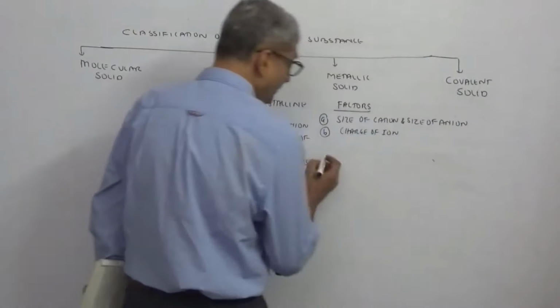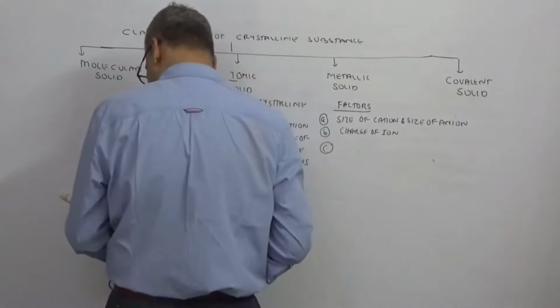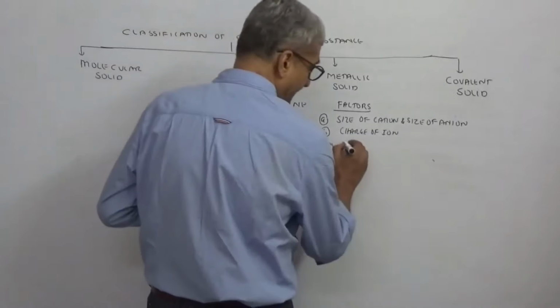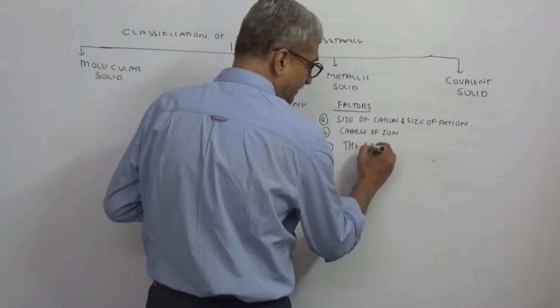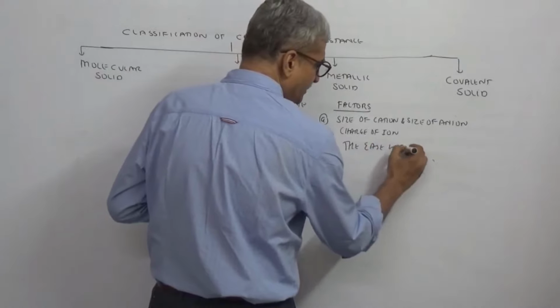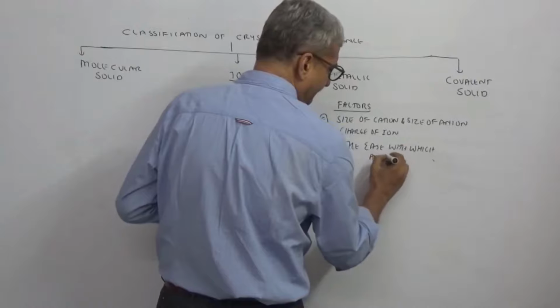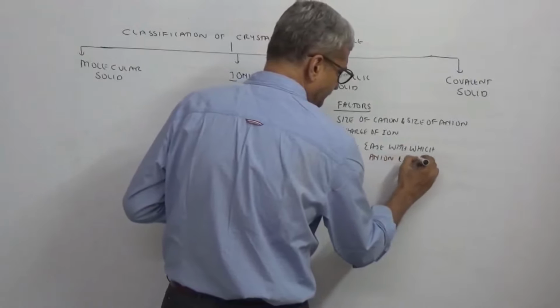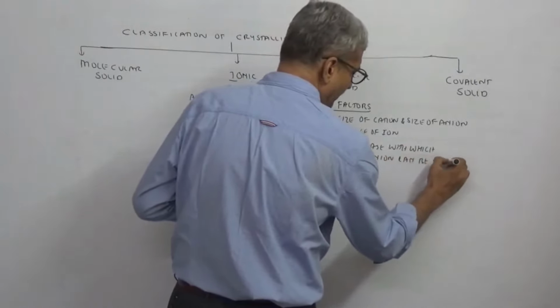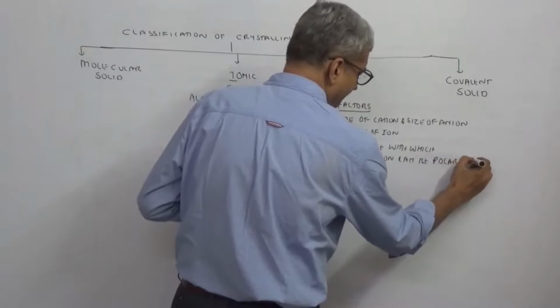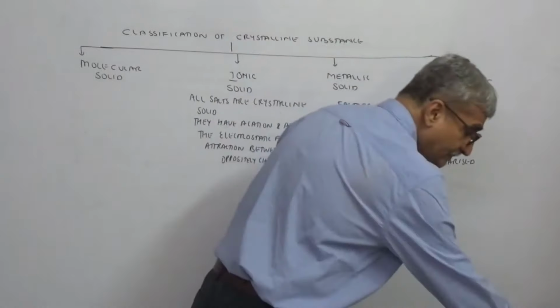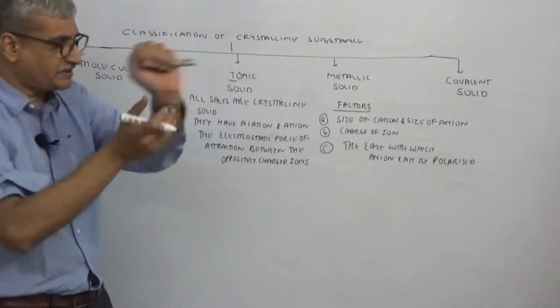Then lastly, what is the factor which affects it? Lastly, we have the ease with which the anion can be polarized. Very classic example. This is in fact an entrance exam question.